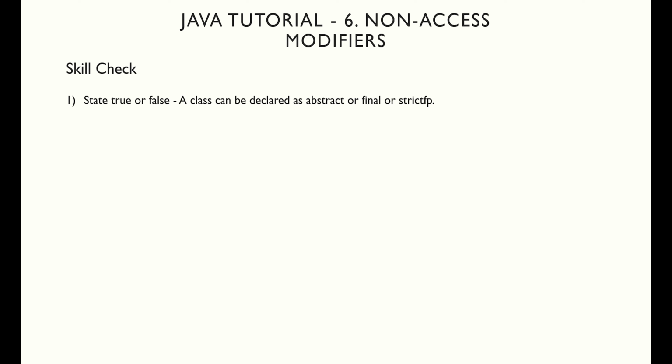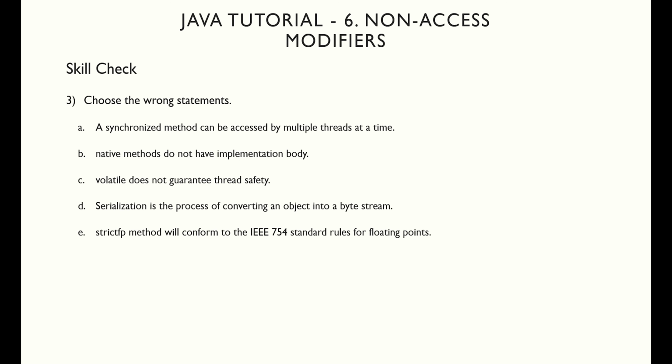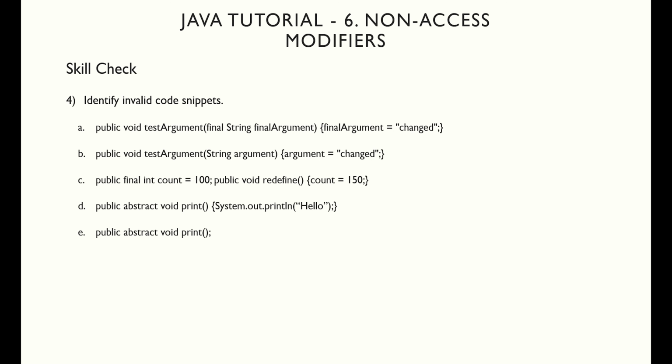First question, state true or false. Class can be declared as abstract or final or strictfp. Second question, identify the correct statements. The options are given below. Third question, choose the wrong statement. The options are given below. Fourth question, identify invalid code snippets. The options are given below.